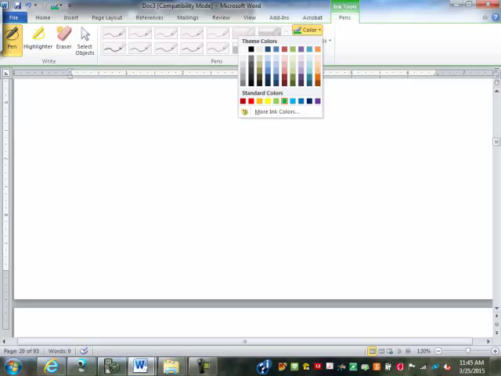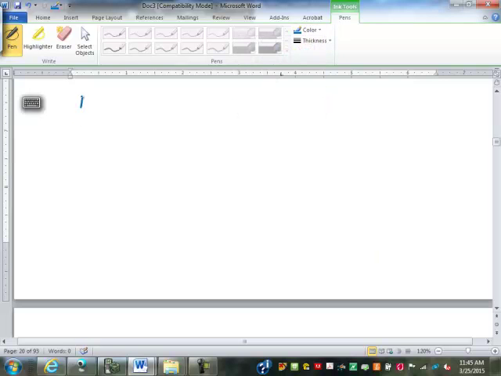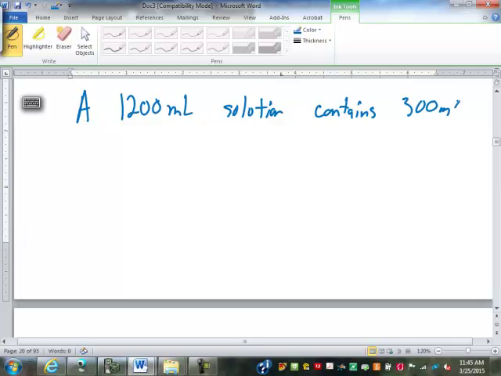So the wording we'd be looking at would be something like this. Let's say we have a 1,200 milliliter solution contains 300 milliliters of serum. Find the concentration.